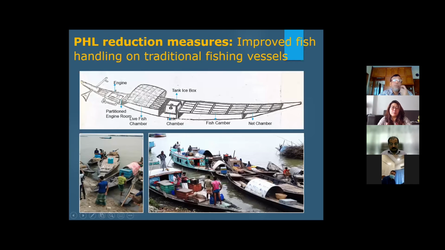And here we have renovated, because handling on traditional fishing vessels is not good. We have renovated the traditional inland capture fishing vessels in such a way that we have partitioned the engine chamber from other chambers, and then a tank ice box is installed inside, and other chambers are kept for live fish or iced fish.